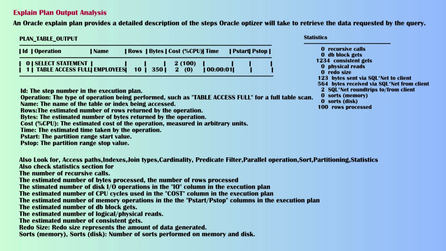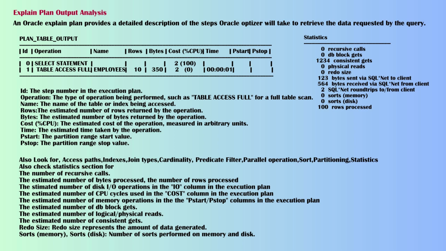ID column displays the step number in the execution plan. Operation column displays the type of operation being performed, such as TABLE ACCESS FULL for a full table scan. Name column displays the name of the table or index being accessed. Rows column displays the estimated number of rows returned by the operation. Bytes column displays the estimated number of bytes returned by the operation.